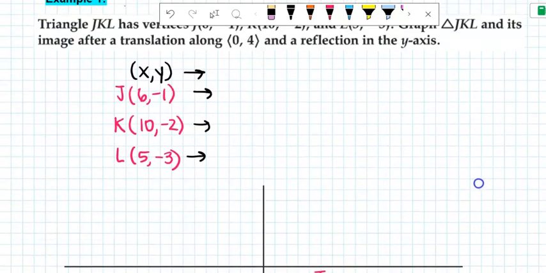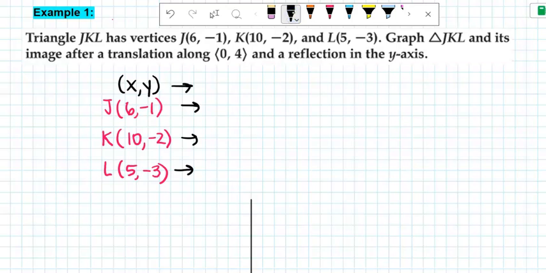Okay, and our first thing we're going to do is translate. So this is the first thing, and then our reflection is the second thing. So if we're translating along the vector 0, 4, remember the first number changes our x's, which would just be x plus or minus 0, which doesn't change the x, so our x is staying the same. Our y is going to be added to 4.